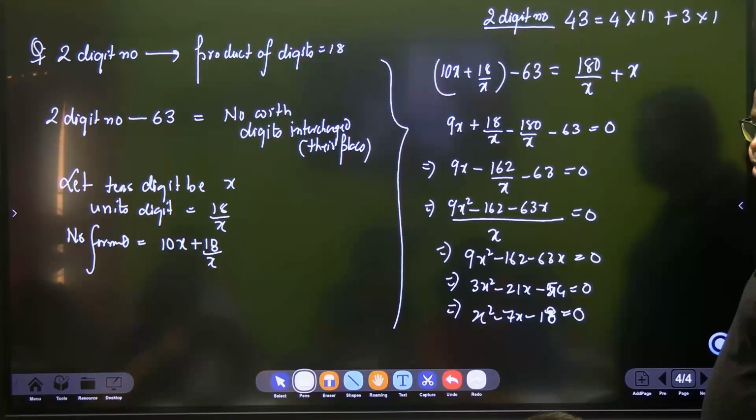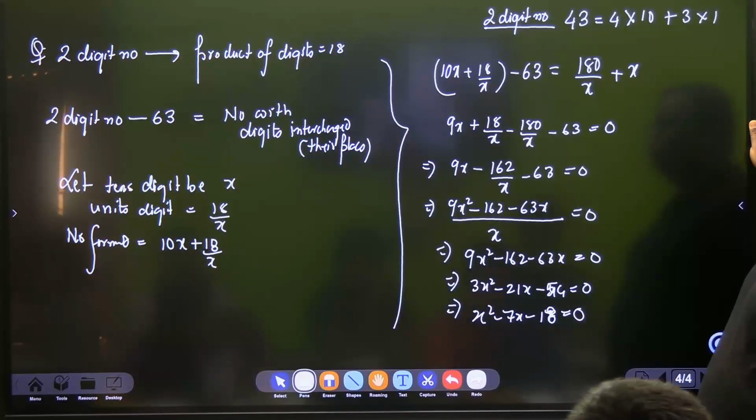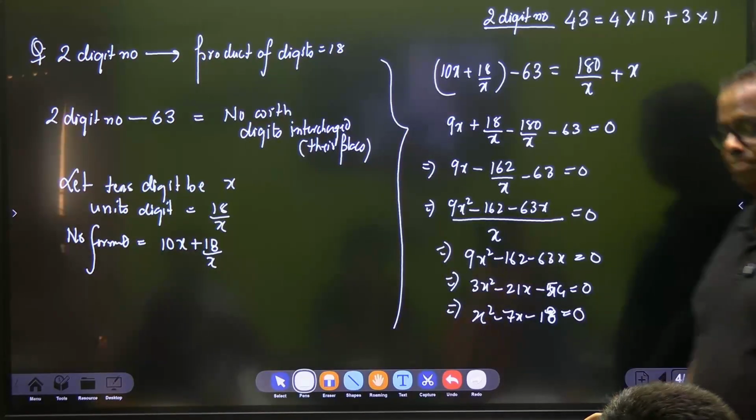Now 18 means how much? 9 2s are 18, and 9 and 2 can give 7. So the problem is done. Why is the factorization going on? Clear? Anyone any issue on these types, digit types?